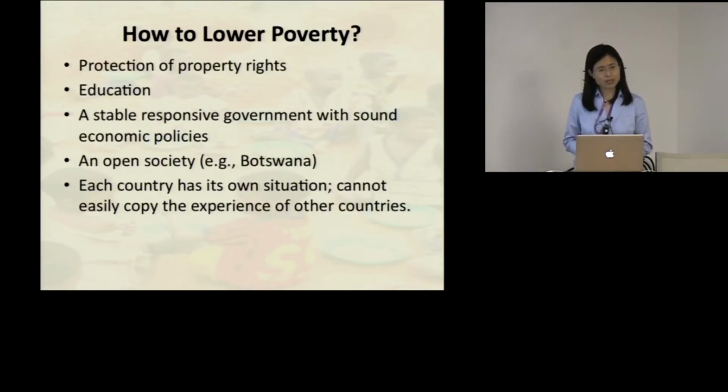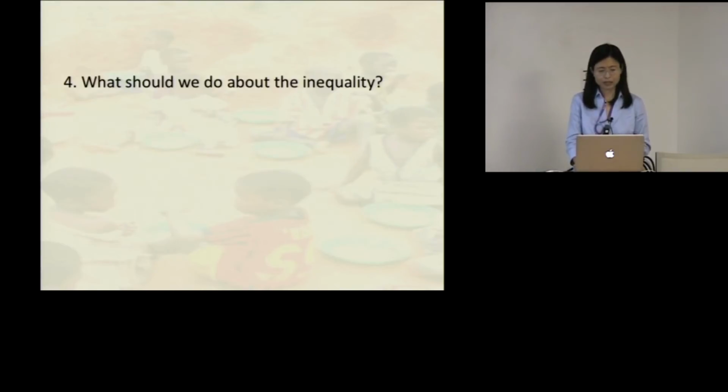A related issue is open society. You've got to embrace globalization rather than isolate yourself, such as North Korea. People are still very poor there because it's isolated. The last issue: what should we do about inequality?